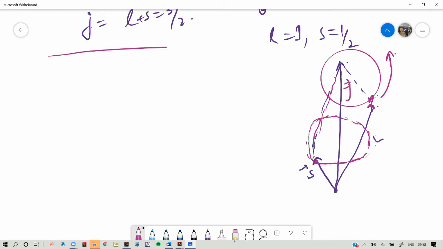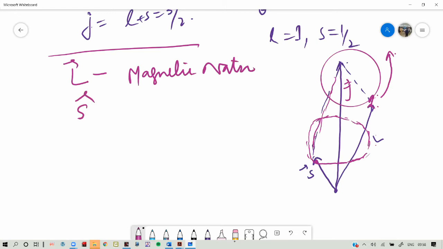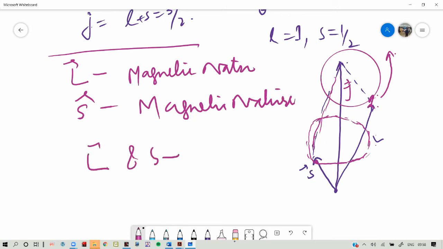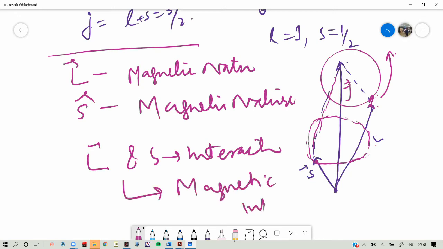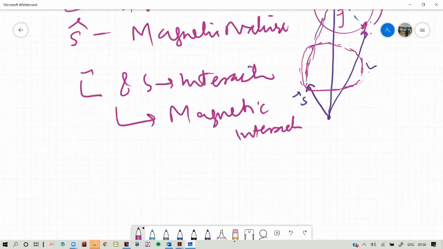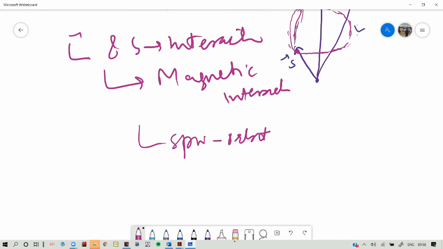So if you have L, this is of a magnetic nature. S, that is also of a magnetic nature. So if L and S interact, the interaction will be a magnetic interaction. When it is a magnetic interaction, this is also called the spin orbit interaction.